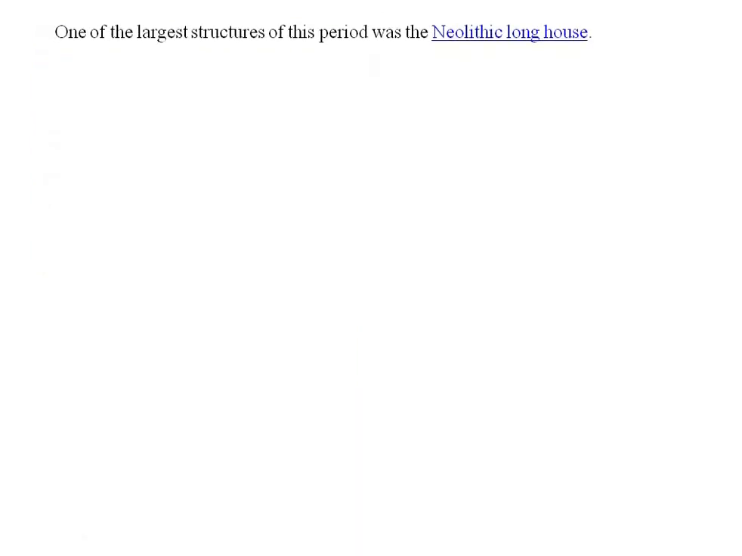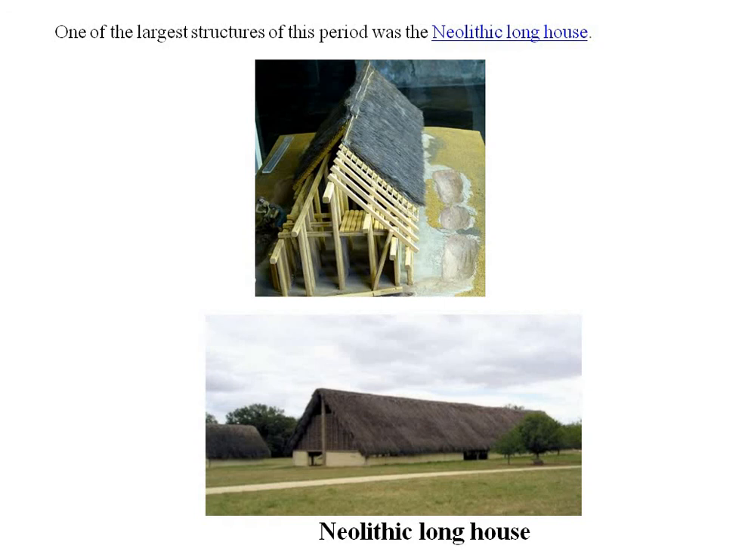One of the largest structures of this period was the Neolithic longhouse. So these are the longhouses which were built in the Neolithic age, in which many families used to live together, and it formed one colonial area where people used to live together, cook together, do everything together. Okay.